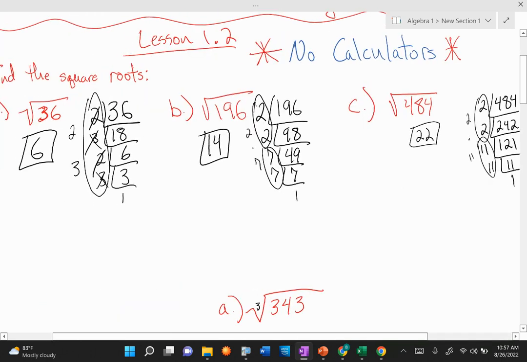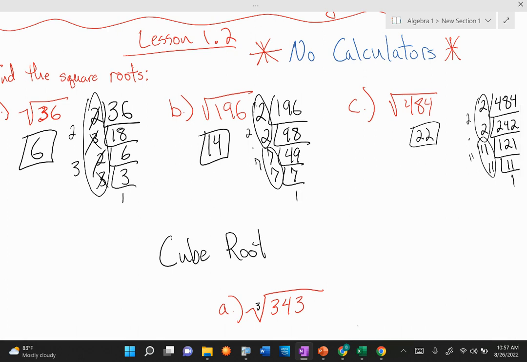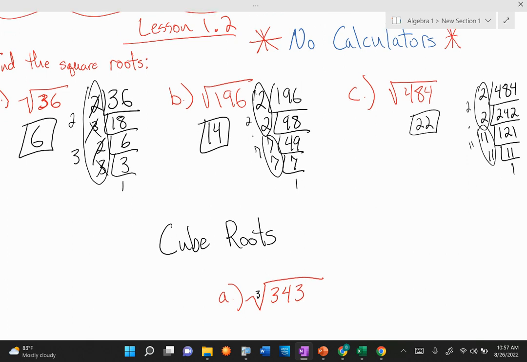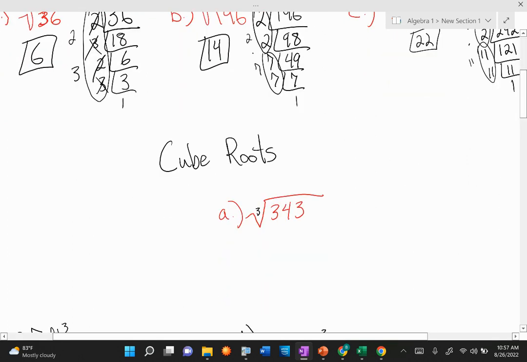Okay, so now let's move into cube roots. You're going to love them, maybe. What? No, maybe. My suggestion is to use... You said no calculator, right.